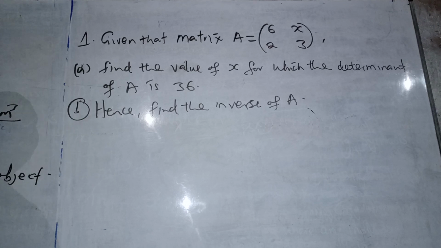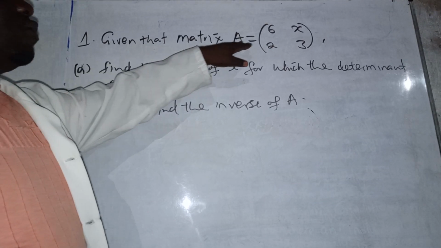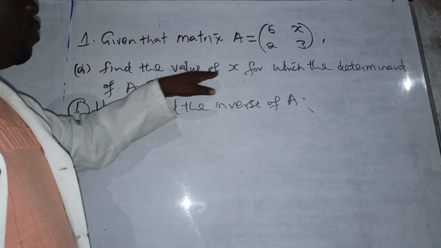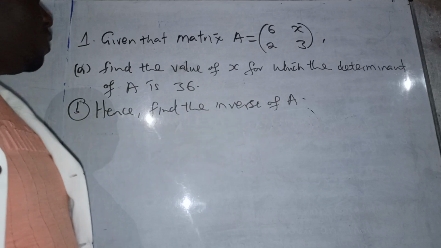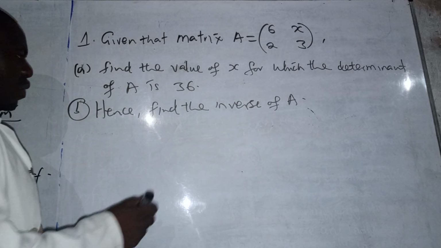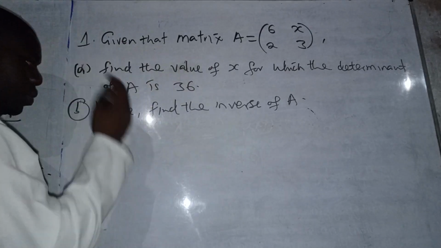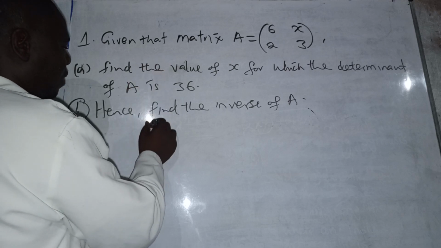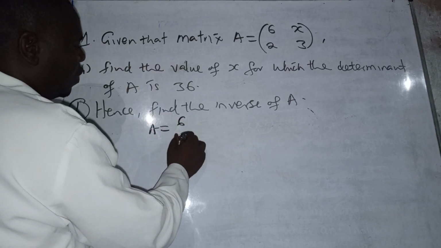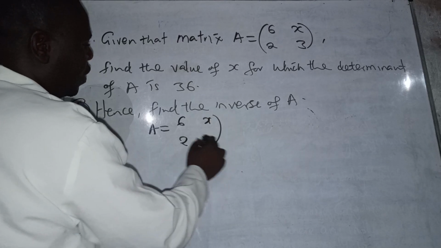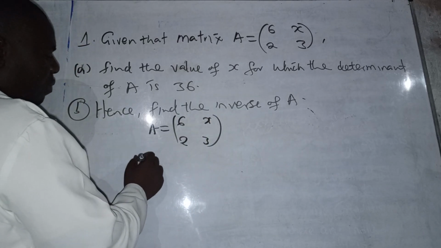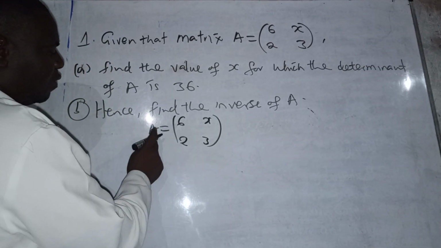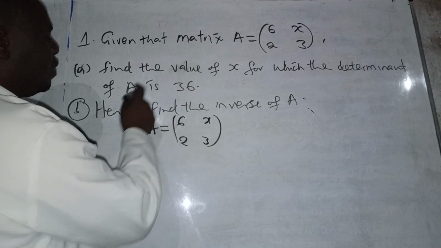So the question here is, given that matrix A is equal to 6, 2, x, 3, find the value of x for which the determinant of A is 36. So remember what I said in the previous video. The determinant of A is equal to 6 here, 2 here, x, 3 here. And the determinant for this matrix is what?